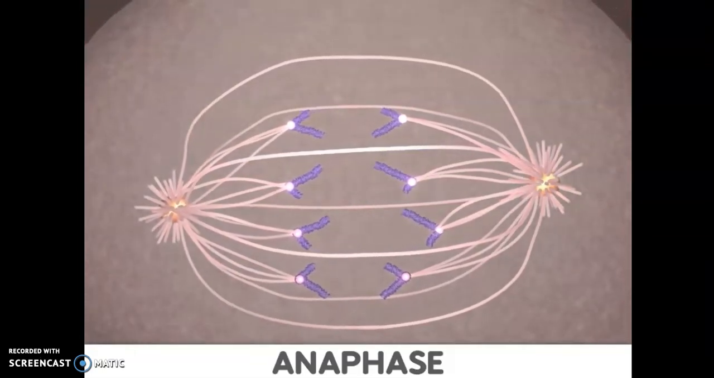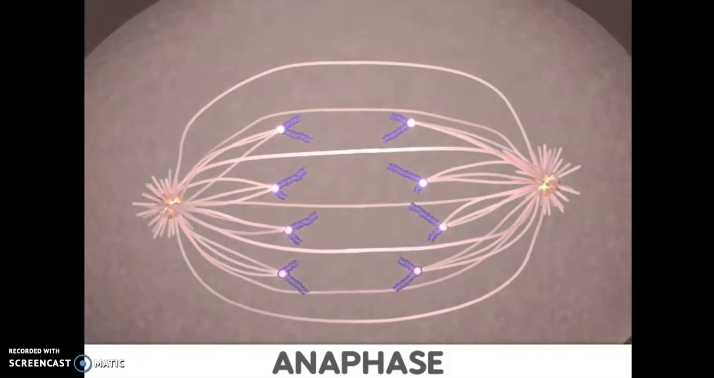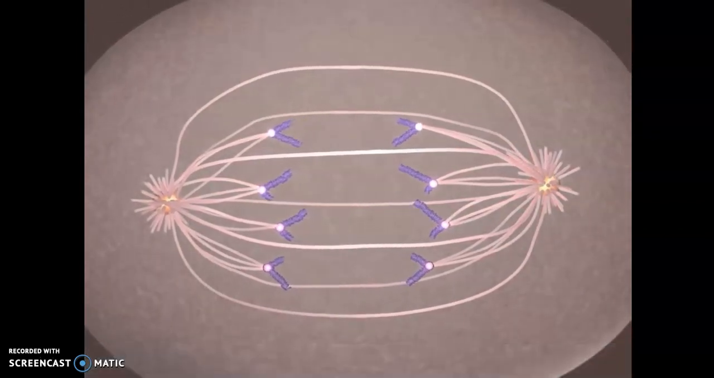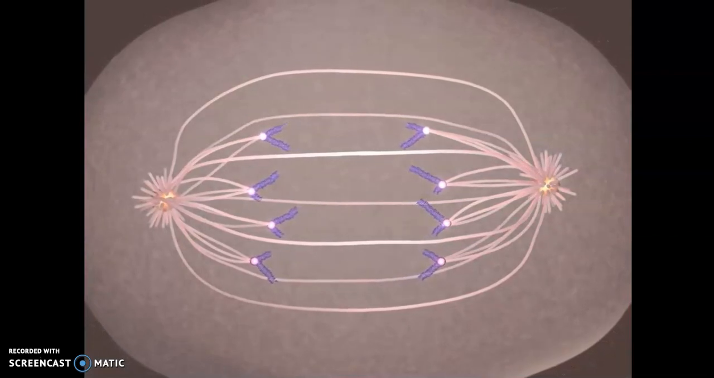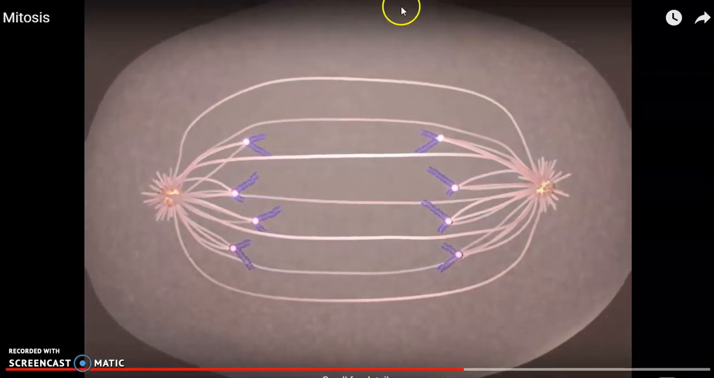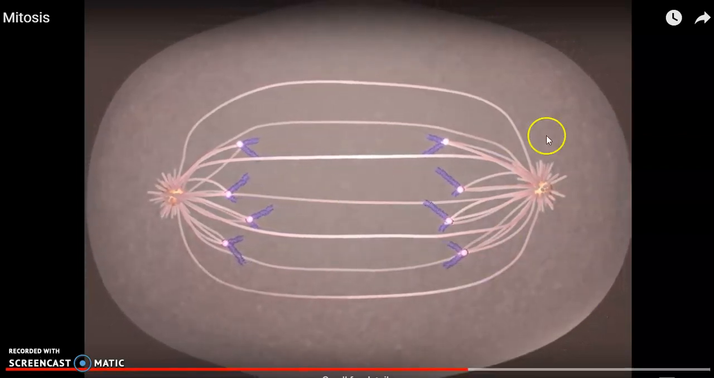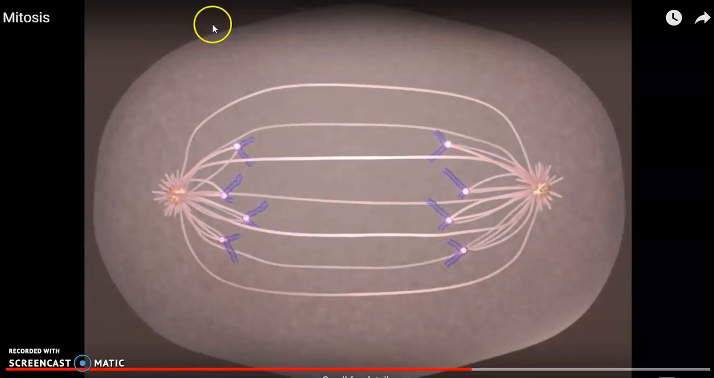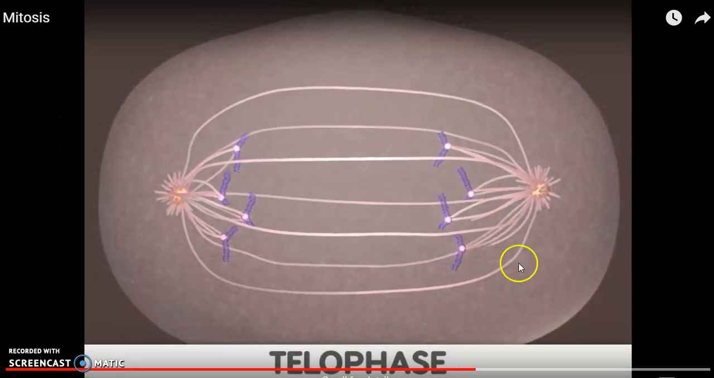At the end of anaphase, the sister chromatids have moved to the two ends of the cell. Telophase is the final stage of mitosis. It is here the components of the new cells begin to appear. At this point, the spindle fibers are broken up.